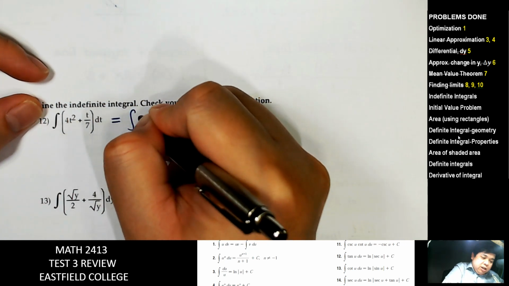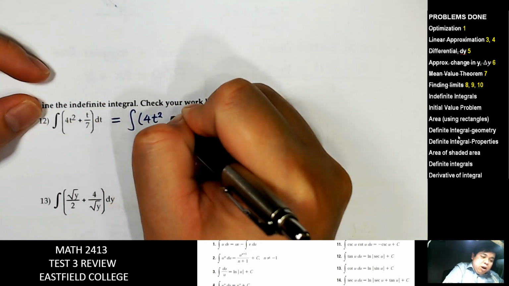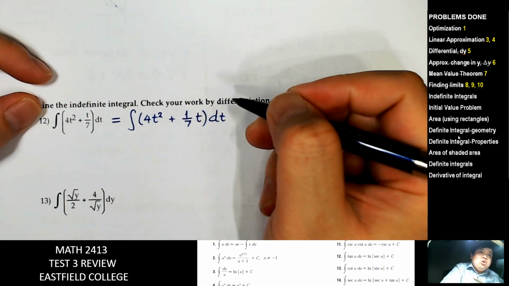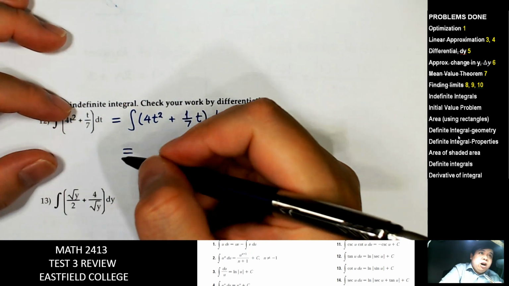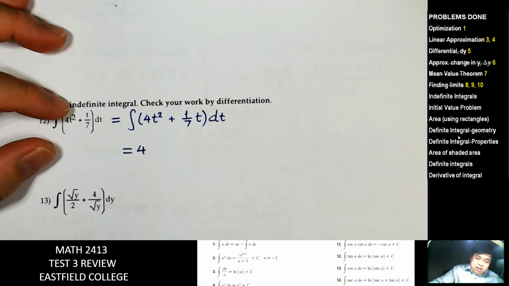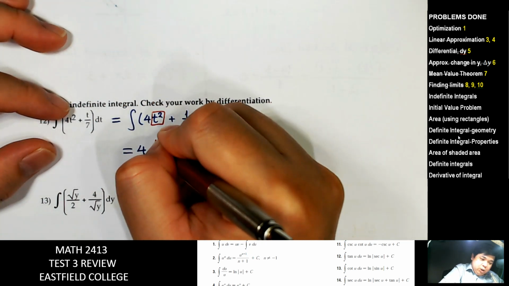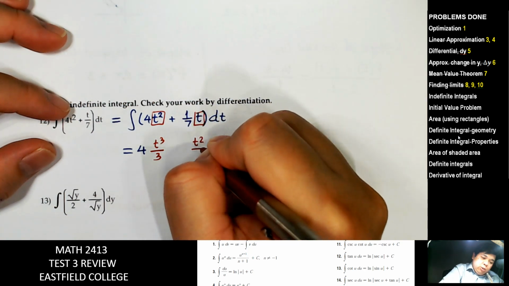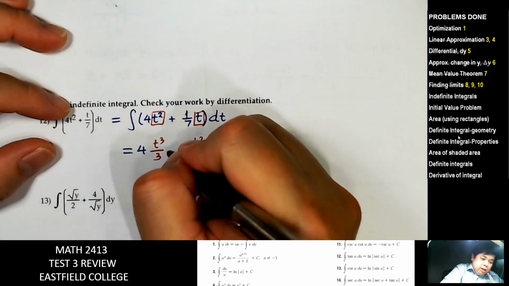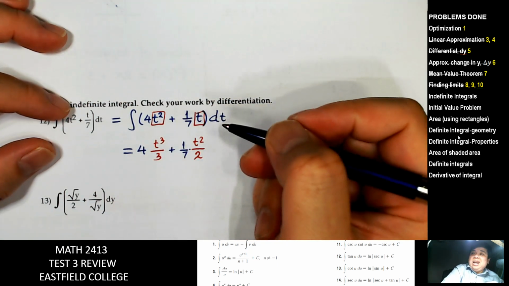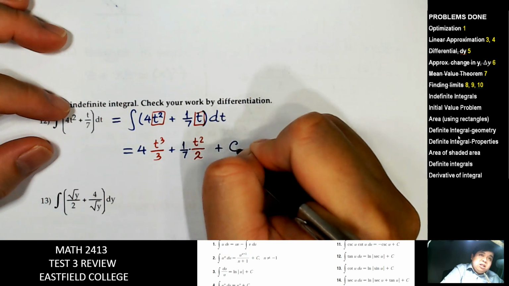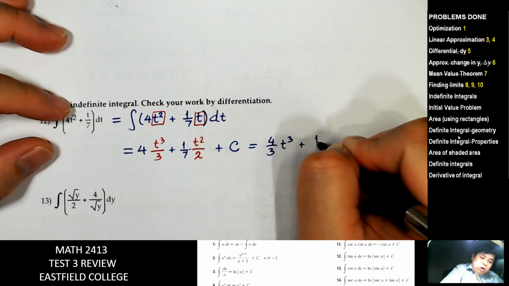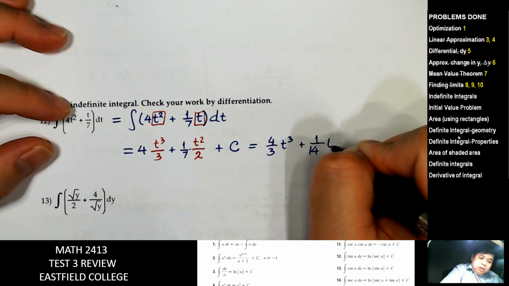This will write 4t squared. It is better to write 1 over 7 times t, and then it is easier to find the integral. So for t squared, it is going to be t cubed over 3, and t will be t squared over 2. The 1 over 7 will stay, plus a constant c. So we have 4 over 3 t cubed plus 1 over 14 t squared plus c.